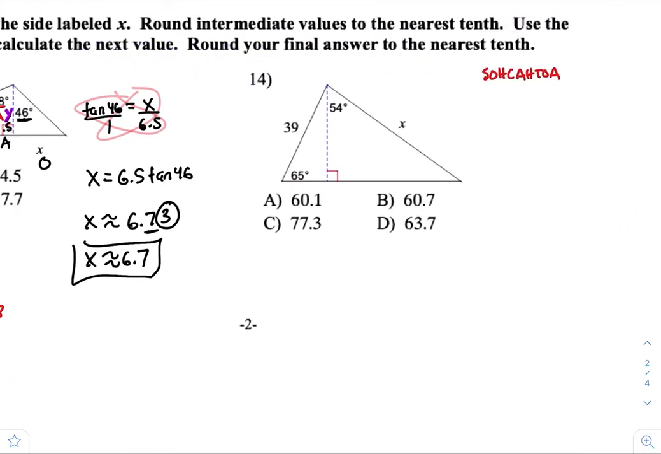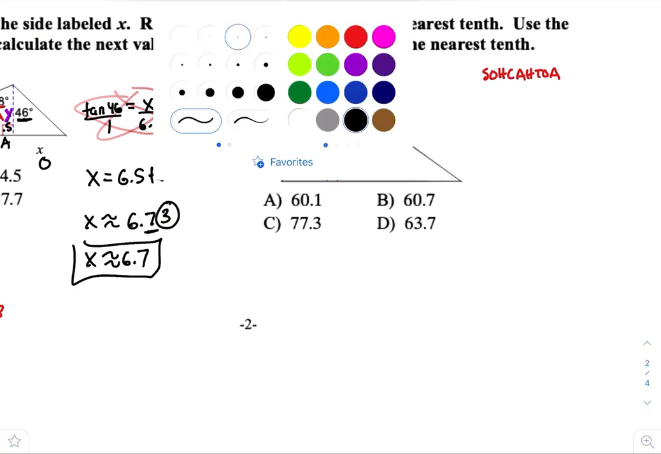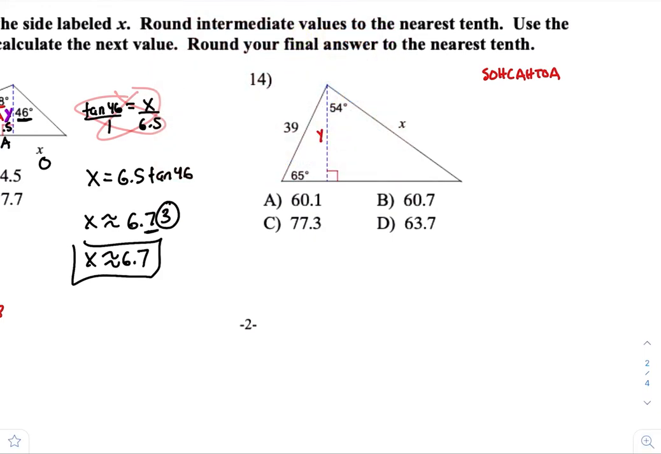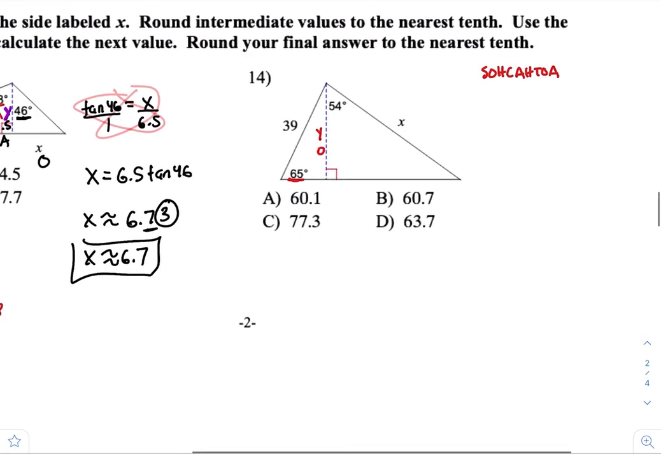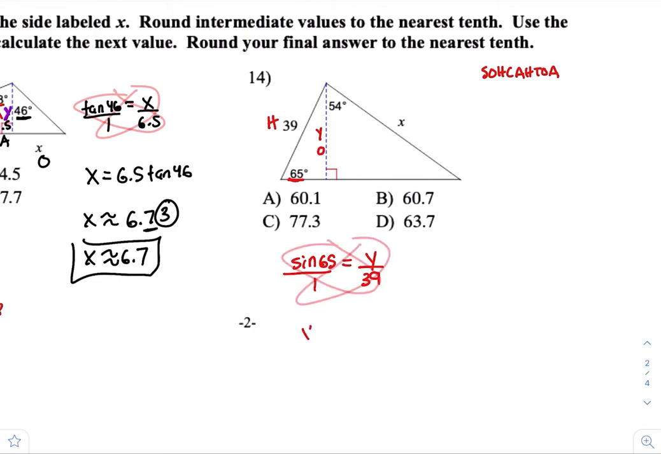Alright, here's another one. So we gotta find more information about this triangle, so we're gonna denote this as y. So we're gonna use this triangle to help us solve for y, and then once we know y, we can use the y to help us solve for x. So in the perspective of this angle, this side is the opposite, and this side is the hypotenuse, right? So that is using sine. Sine of 65 is equal to opposite, which is y, over hypotenuse, which is 39. Put that over 1. So y is equal to 39 cosine of 65.